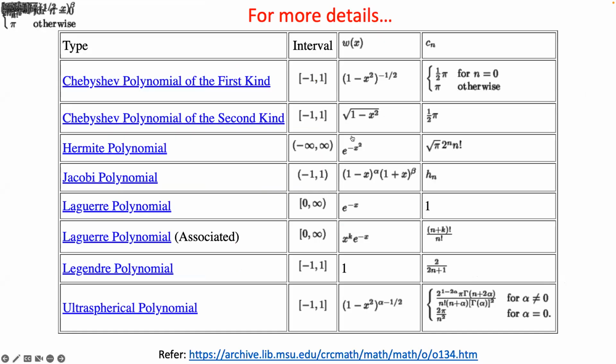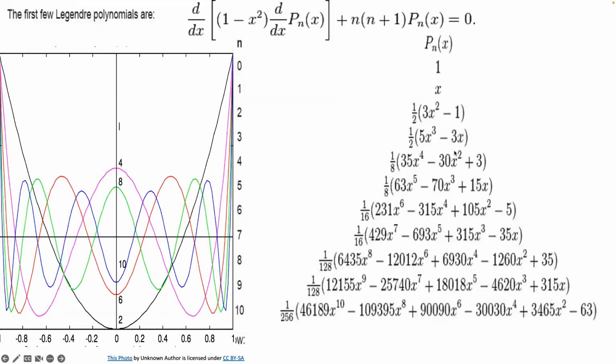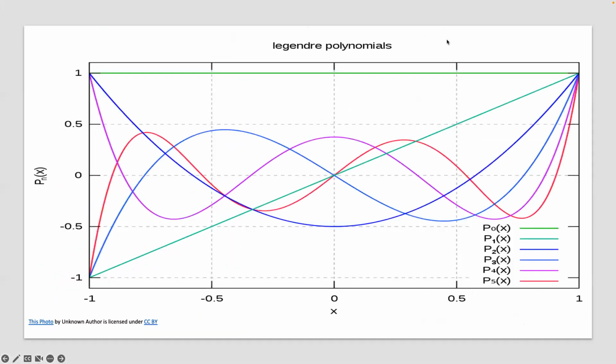For more details you can click on there. You can search for these. Because of lack of time, I don't want to spend time on this. But these are the orthogonal basis functions which can be used for function spaces. So this is the Legendre. These are the Legendre polynomials which are orthogonal to each other. These polynomials are obtained by solving a differential equation given above here, right? So when you plot the Legendre polynomials, you get this.